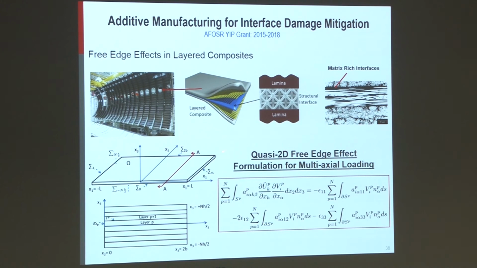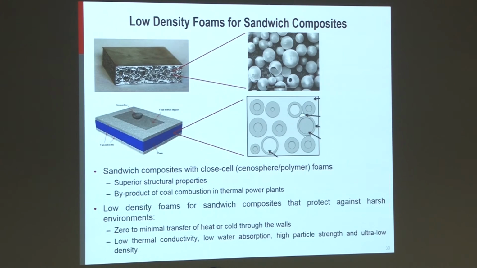So we are developing a quasi-2D formulation to understand the free edge effects, which can be used to spatially vary the reinforcements with the assistance of the additive manufacturing process to reinforce those edges, especially in our structures. So this is of great interest to me to improve the overall strength of components eventually by reinforcing using additive manufacturing. Another is using ultra low density foams for sandwich composites.